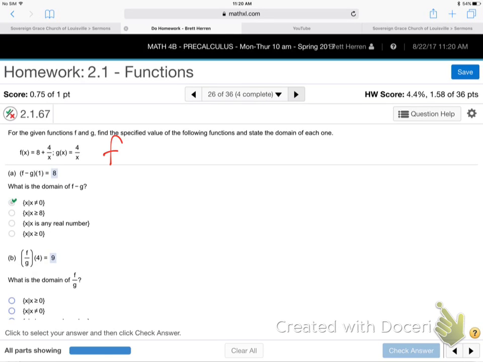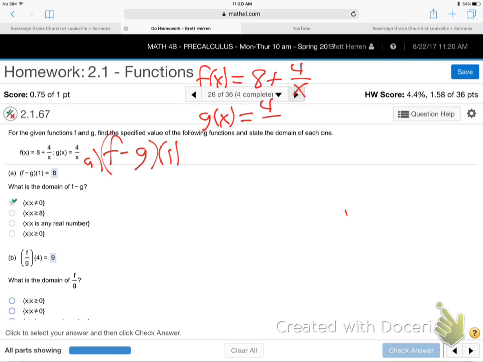So they're saying f minus g of 1, part A. Let me just write them up here. The f of x function is 8 plus 4 over x, and the g of x function is 4 over x. Okay, they're similar. We good so far?